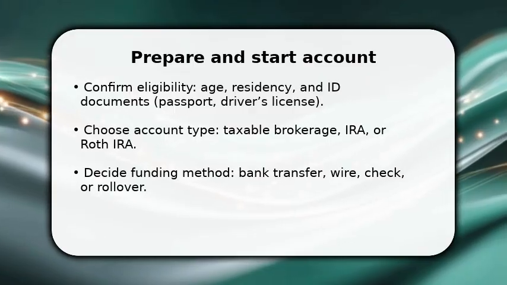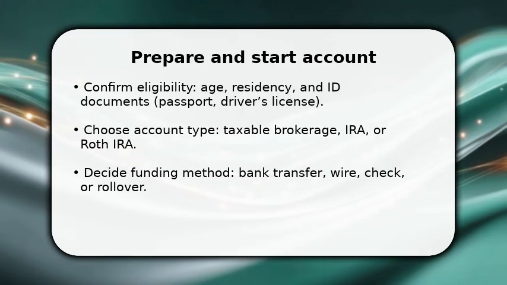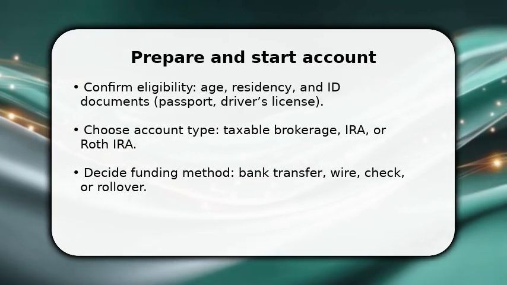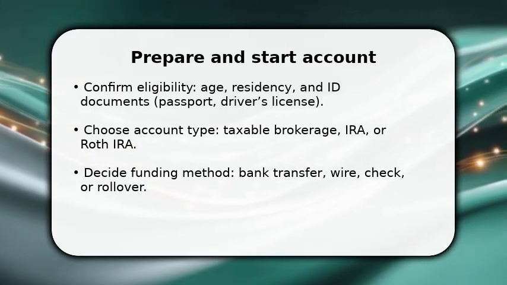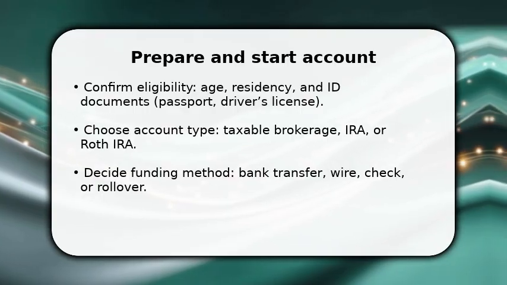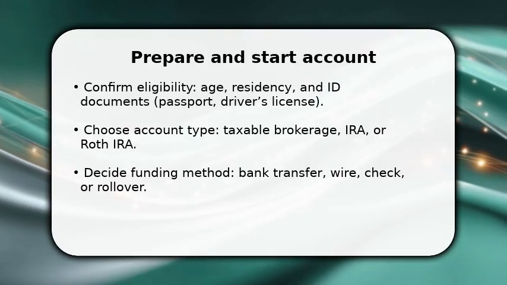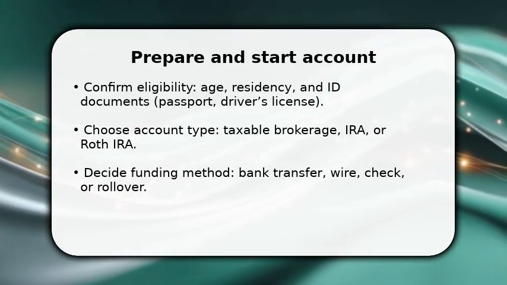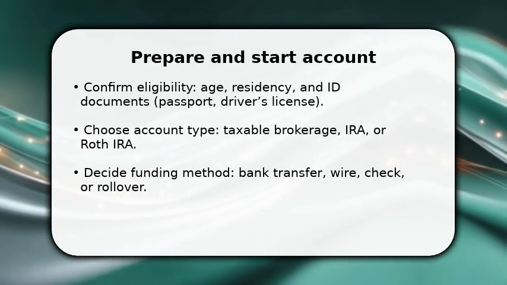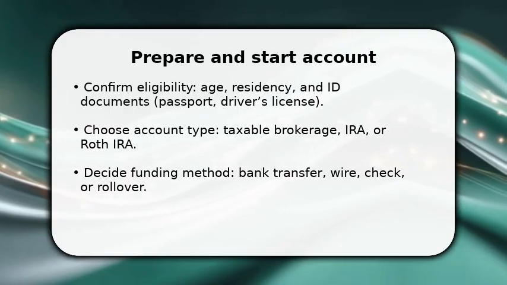You begin by gathering essentials and opening the provider portal. Have your social security number, photo ID, and bank routing plus account numbers ready. This speeds verification. Next, pick the account type that matches your tax plan: taxable, traditional IRA, or Roth IRA, and select the funding method you'll use.